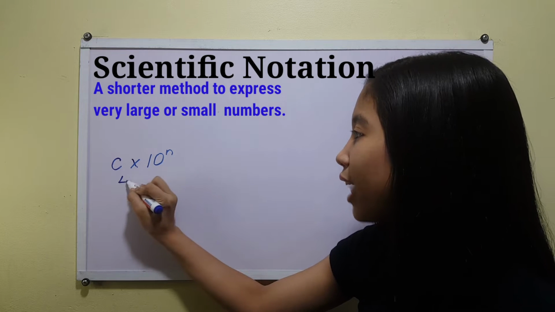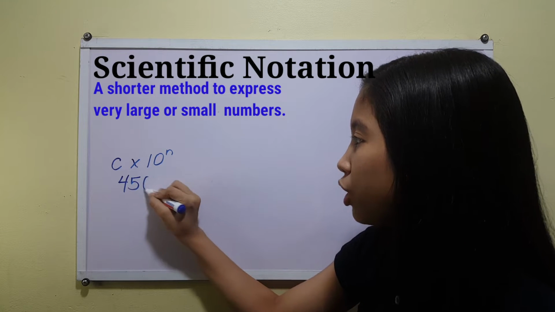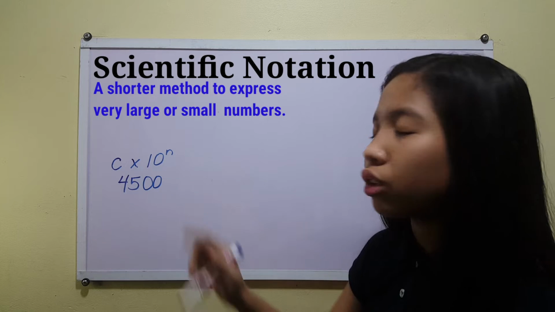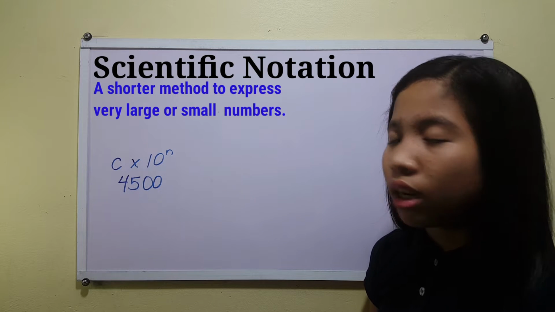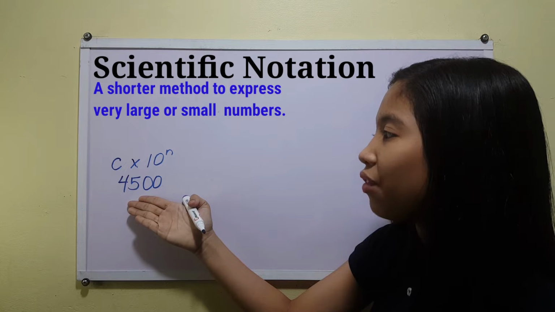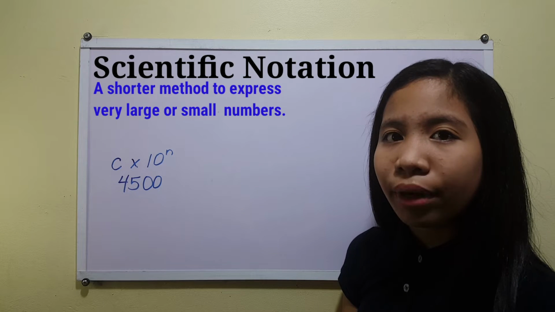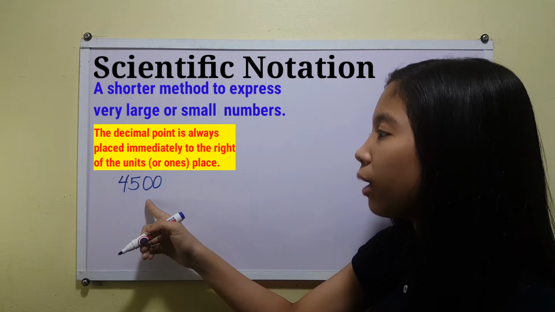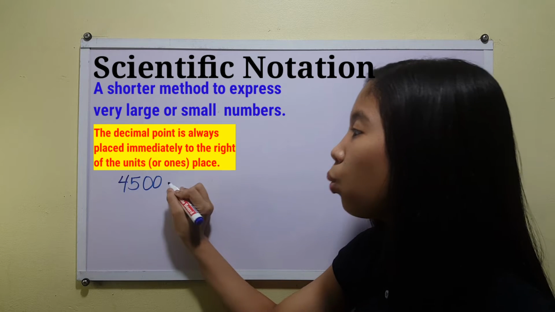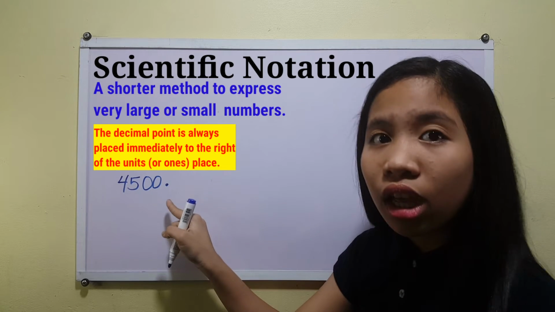So if we have 4,500, which is a whole number, and we are going to convert it into scientific notation. As you can see, it does not have a decimal point. Remember that the decimal point of whole numbers is always after the ones digit. So it is right here.